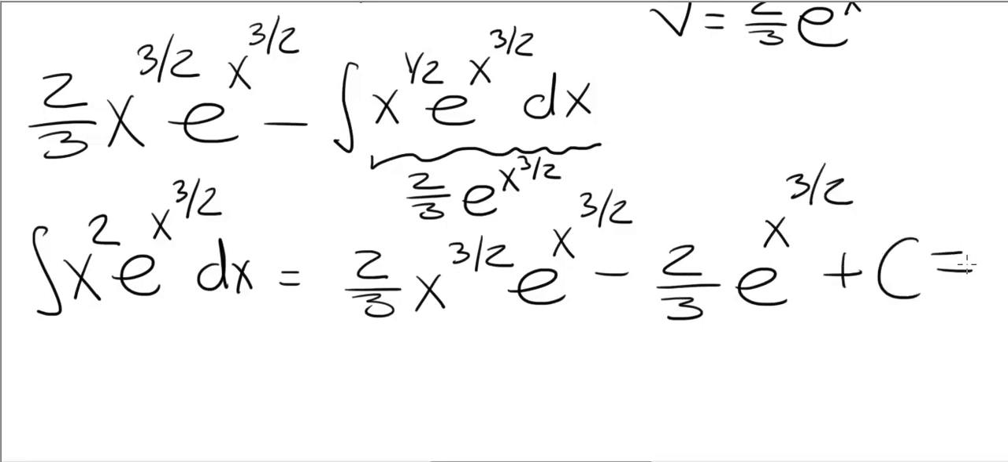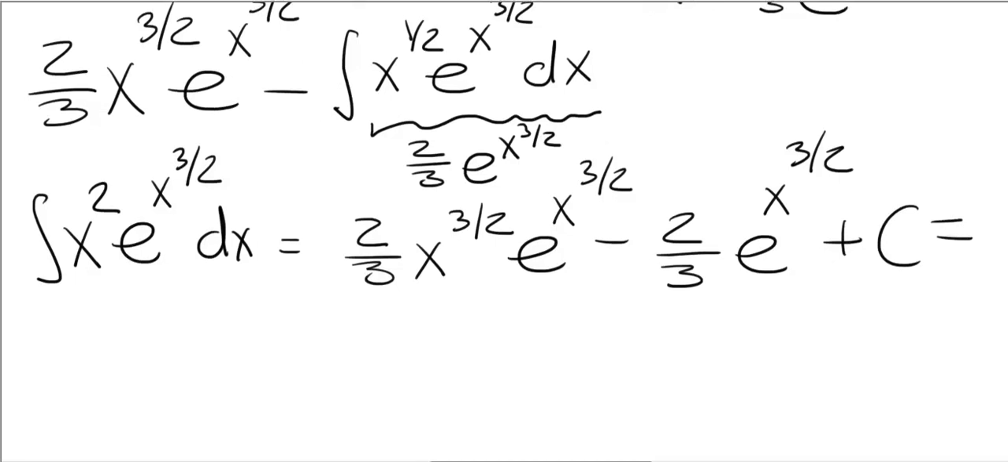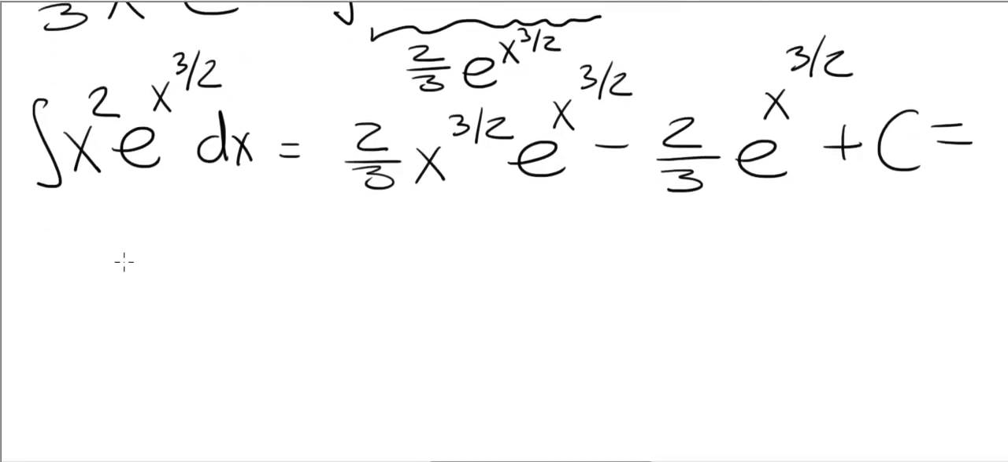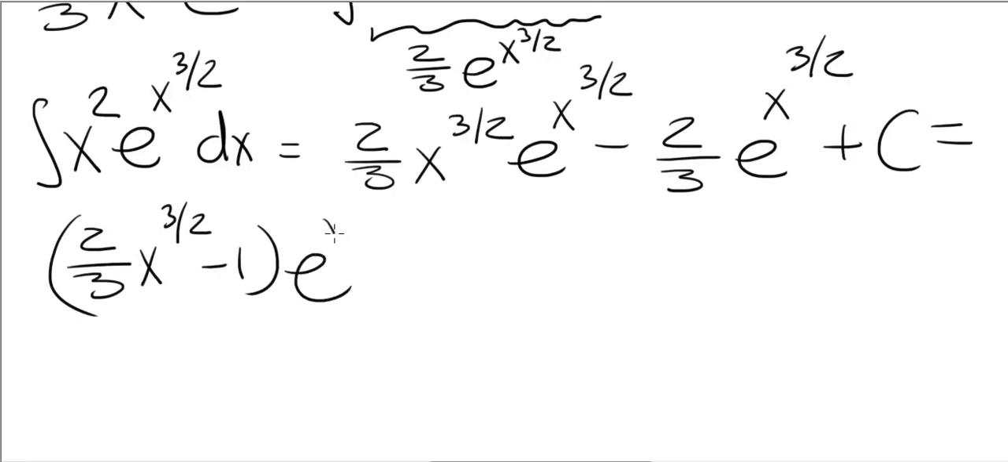And we can simplify this because we can factor out e to the x to the 3/2, so we can write it as 2/3 times x to the 3/2 minus 1, times e to the x to the 3/2 plus c.